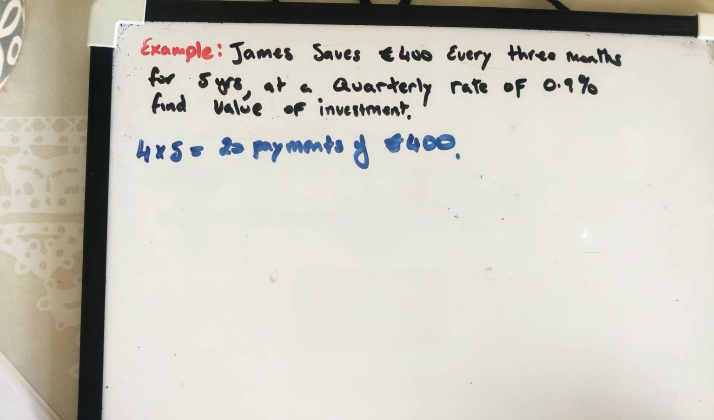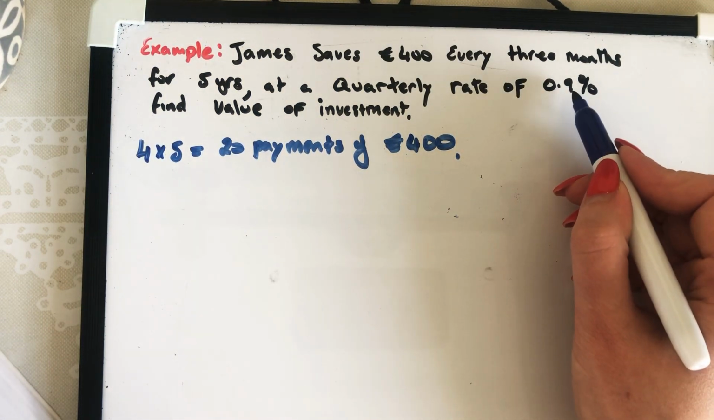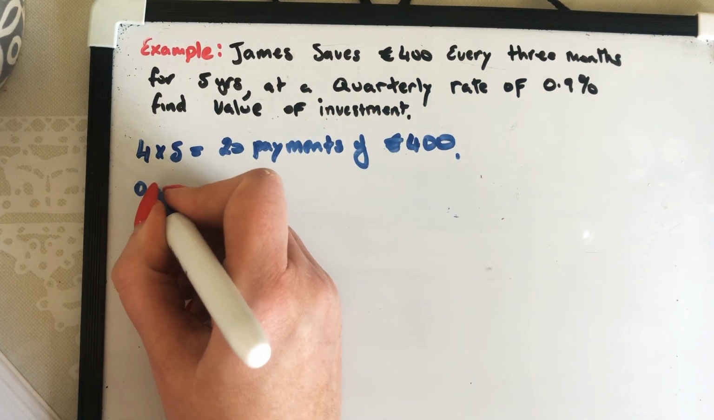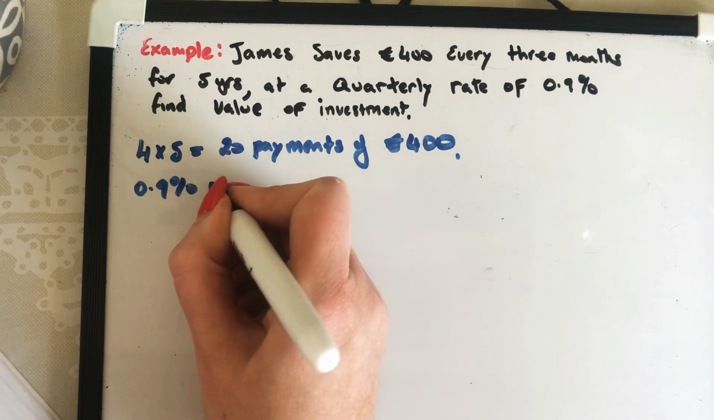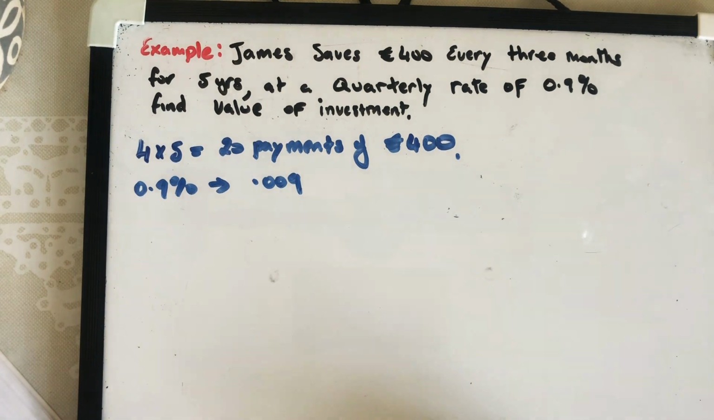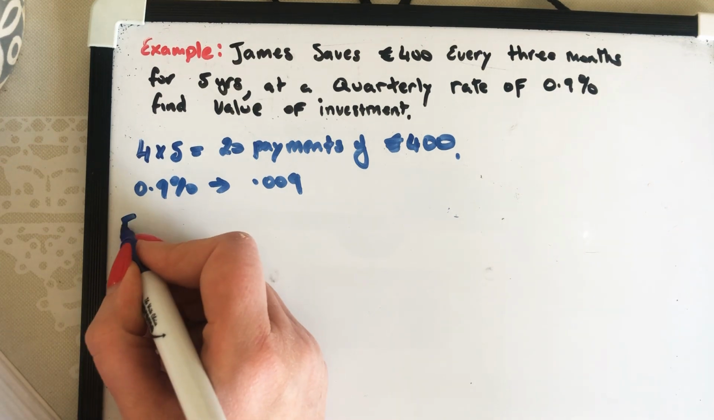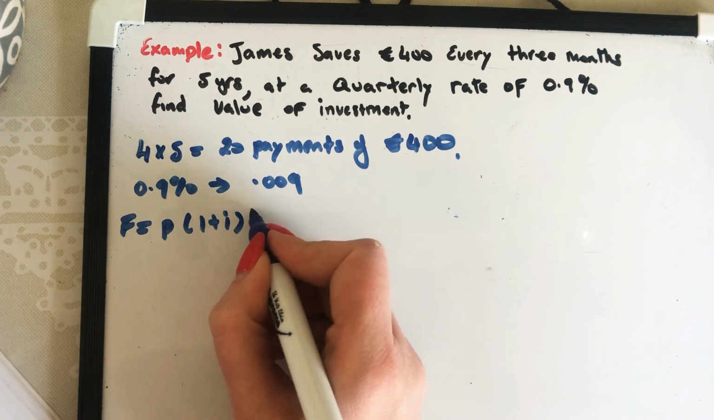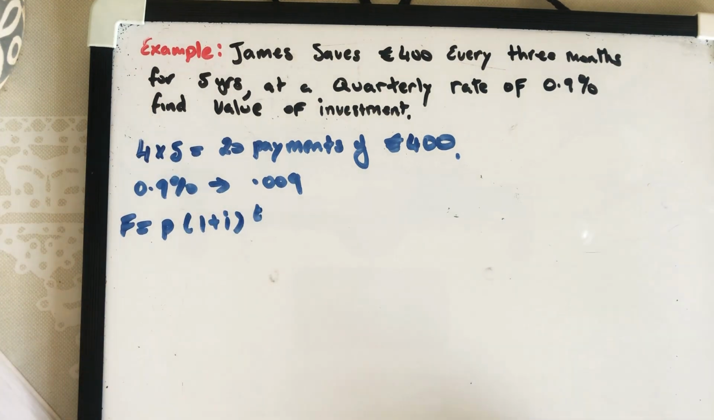Next up, we have to note that the interest here is in percentage. We must change that into decimal notation, so we divide by 100. So 0.9% will be 0.009. And of course, that's the value of the i in our formula. So let's begin by writing out our formula. F is equal to P(1 plus i) to the power of t. That's what we're going to be using for our geometric series.